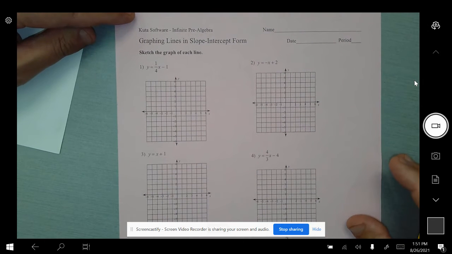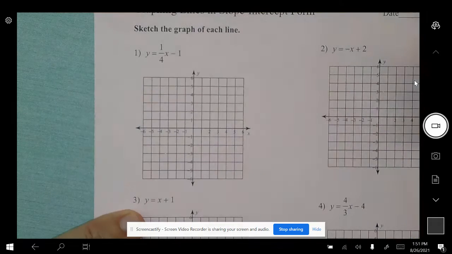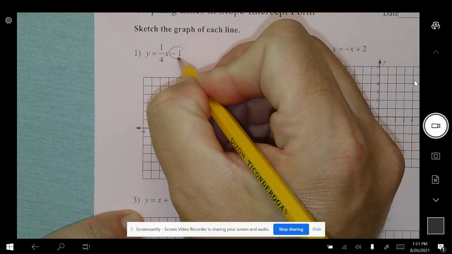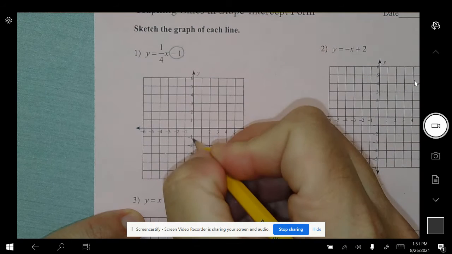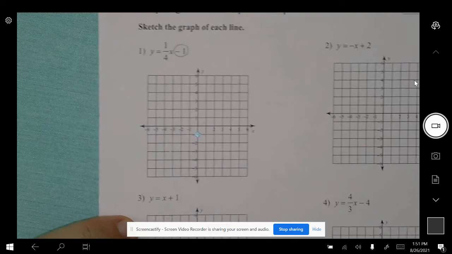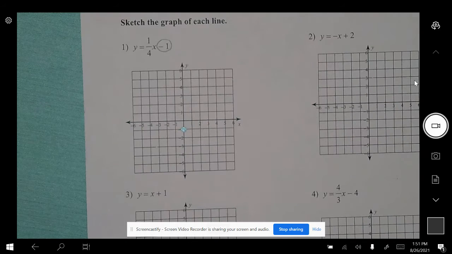So if I was looking at this first one, I'm going to zoom in. And we should know, you can take your notes out for this as well. This is open note for that puzzle if you need to. But your first step is to go ahead and graph the -1. That's your y-intercept. That's on the y-axis, okay? And then from there, you're going to go ahead and rise and run.